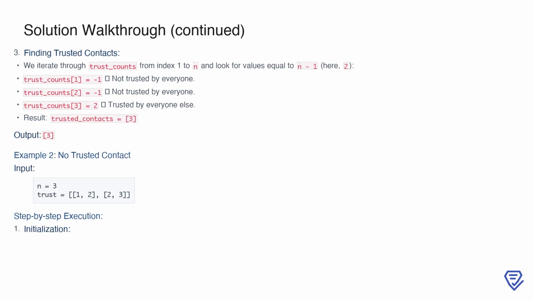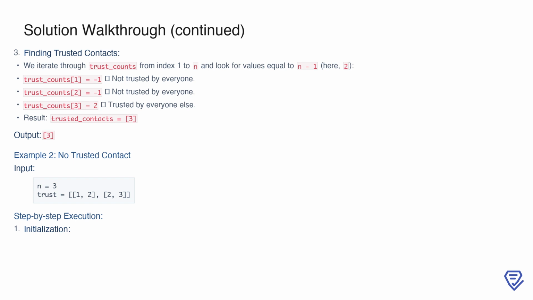Now that we've built the trust_counts array, we can determine the trusted person by iterating through the array from index 1 to n. We are looking for a value equal to n-1, which in this case is 2, indicating that the person is trusted by everyone else. Checking each index, we find that trust_counts[1] is -1, which means person 1 is not trusted by everyone.